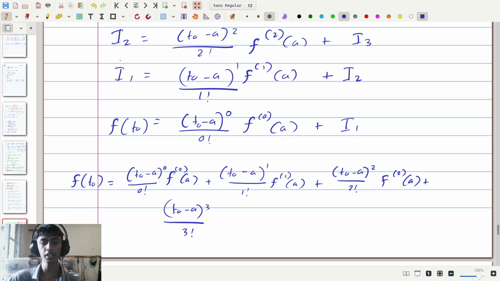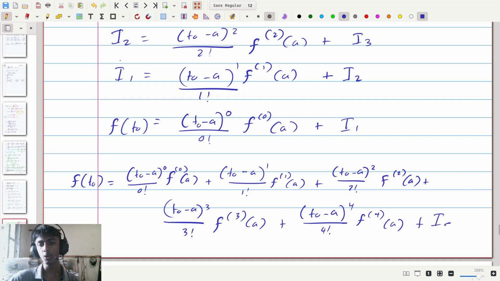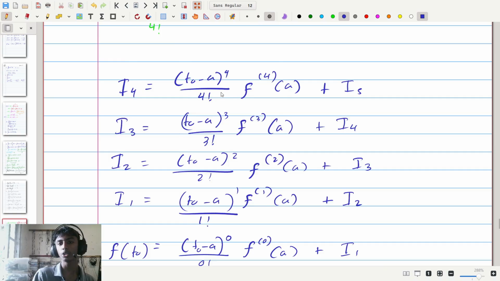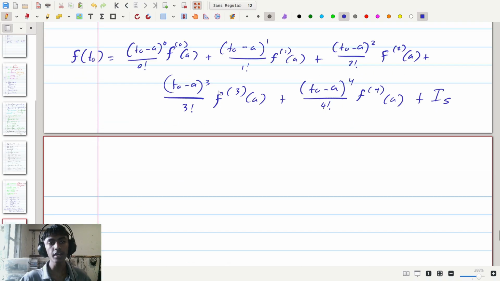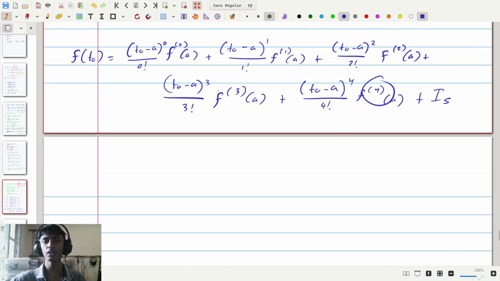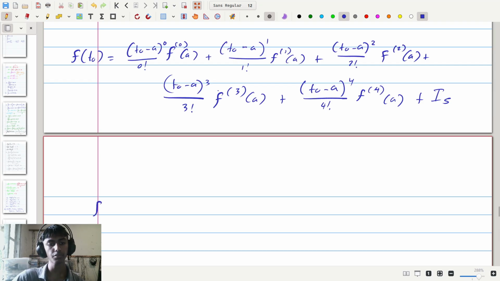plus I4, which is itself going to be (t0 minus a) to the 4th power over 4 factorial, which we've proven, f fourth of a, plus I5. We didn't go anywhere past I5, but we can see the pattern is going to continue. So then, if we continue like this up to some nth derivative and we stop there, we're going to have a pattern that looks like this.